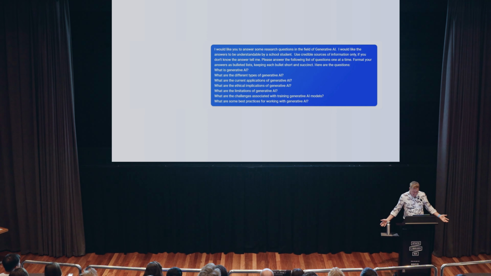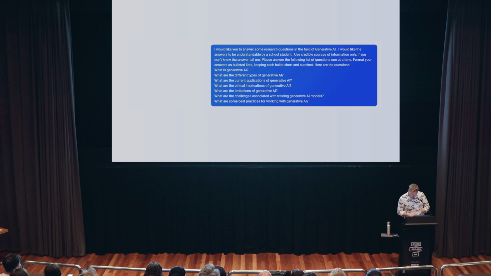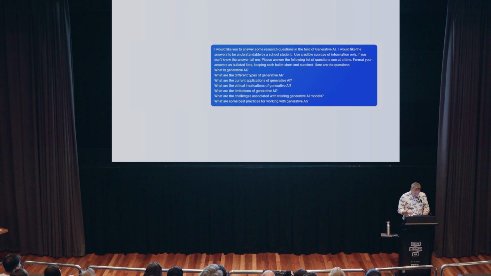how about I would like you to answer some research questions in the field of, I would like you to answer the questions in a way that can be understood by a school student, and use credible sources of information only. If you don't know the answer, tell me. That's a way to try and stop it hallucinating. Sometimes these generative AI models can hallucinate things when they don't actually know the answer. Blah, blah, blah, please answer the following questions. And those are the questions it just gave me.